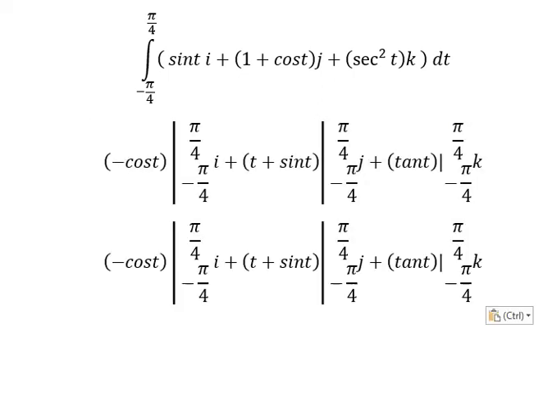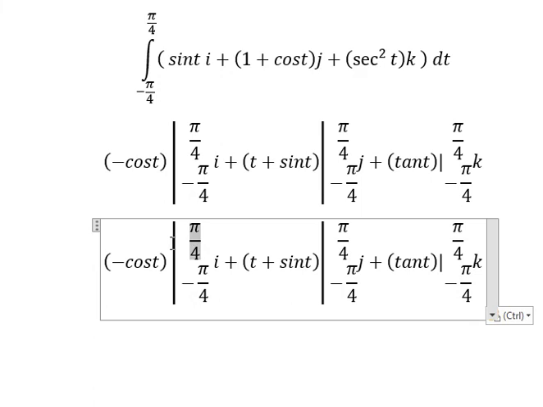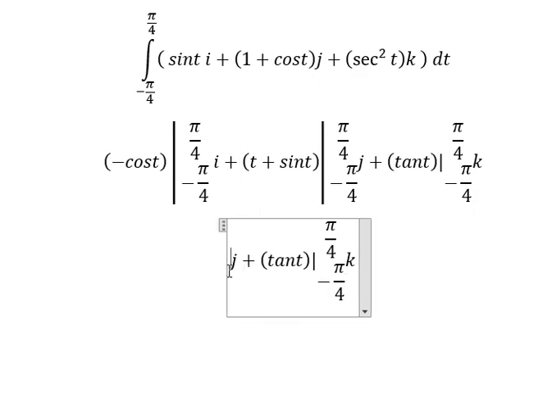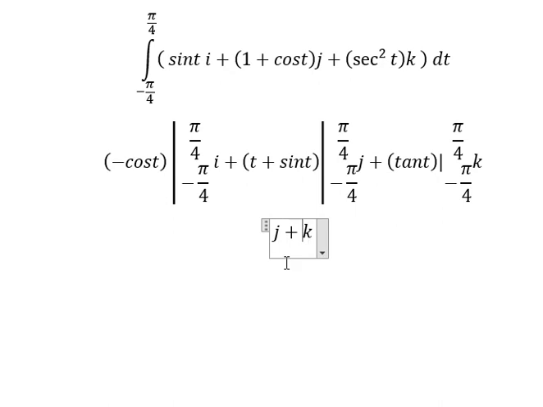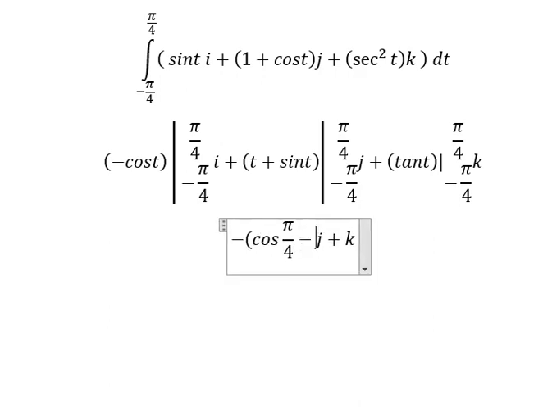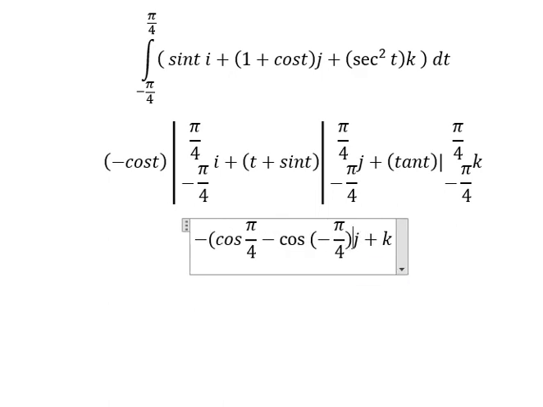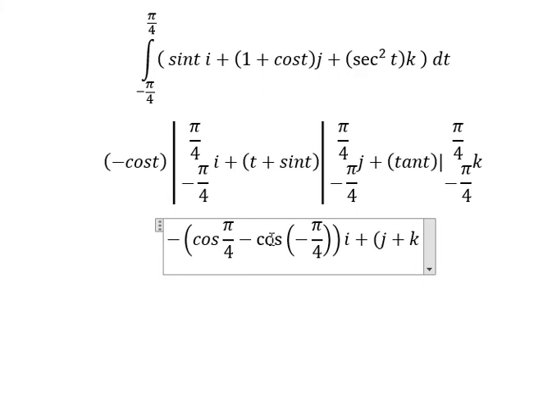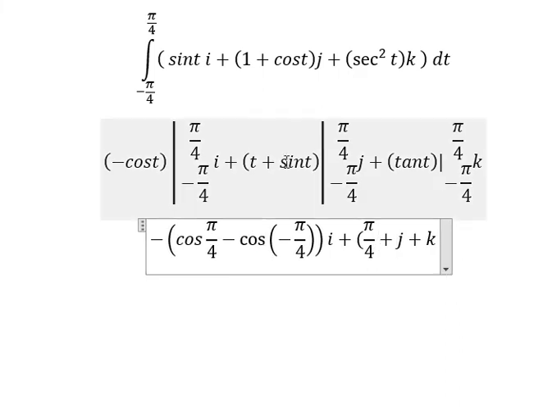Now we can get the final answer, so I will put b over 4 here, negative b over 4 here. Similar for the second one.